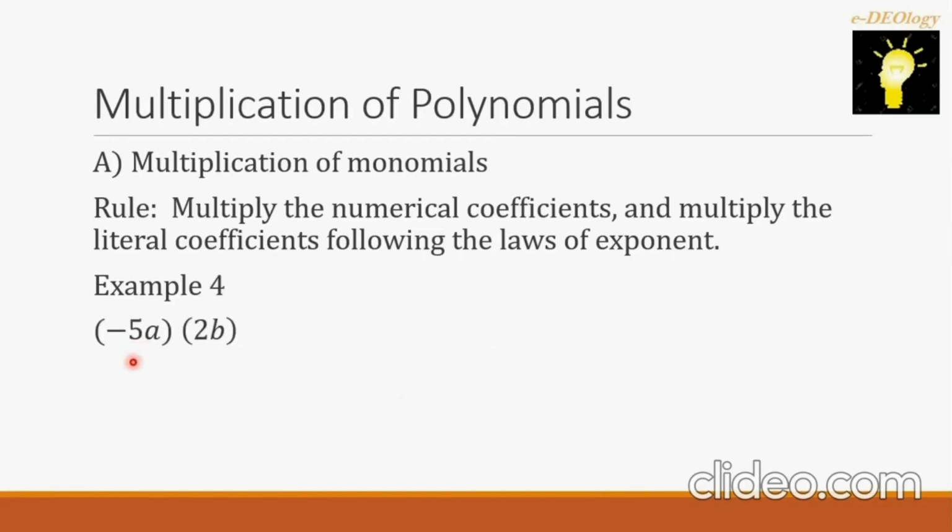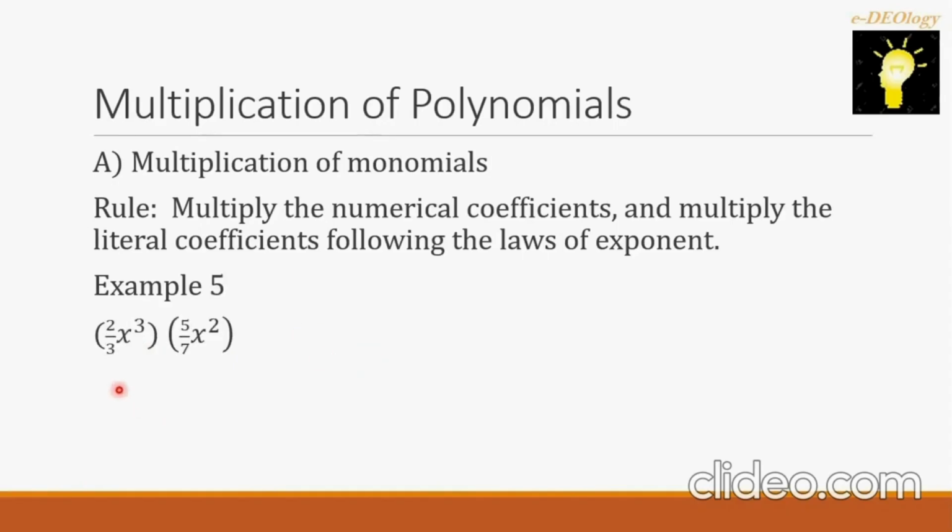Example 4, when we multiply negative 5a by the term 2b. In here we can see that there is no common variable. So what we'll do, first we will multiply the numbers. Negative 5 multiplied by 2, we will get the negative 10. And the variables a and b, we'll just put them together in the final answer. So our final answer here is negative 10 ab.